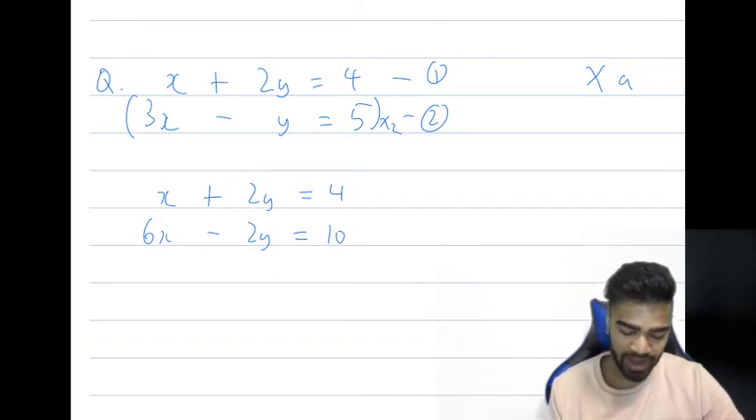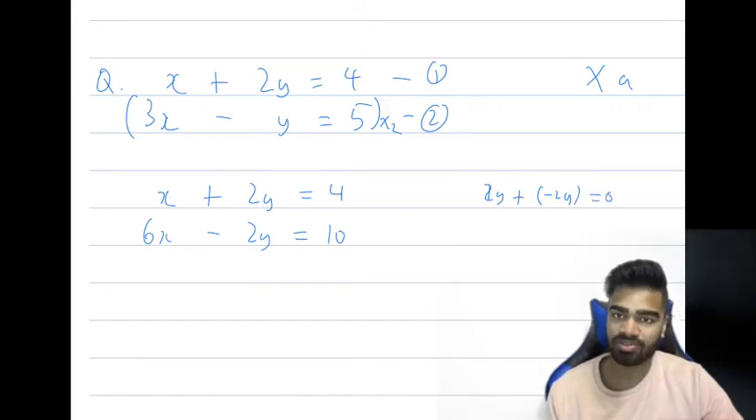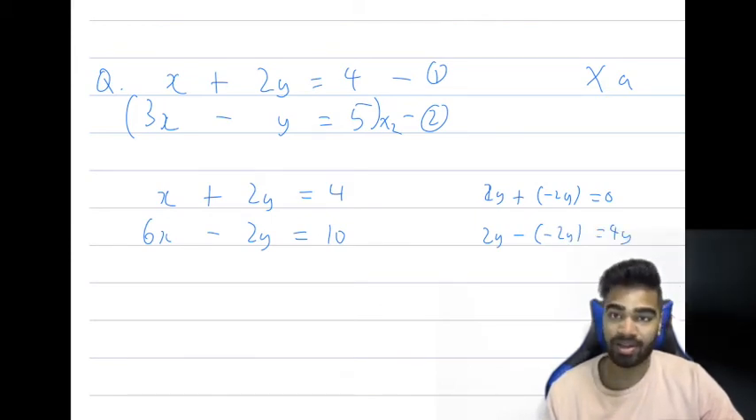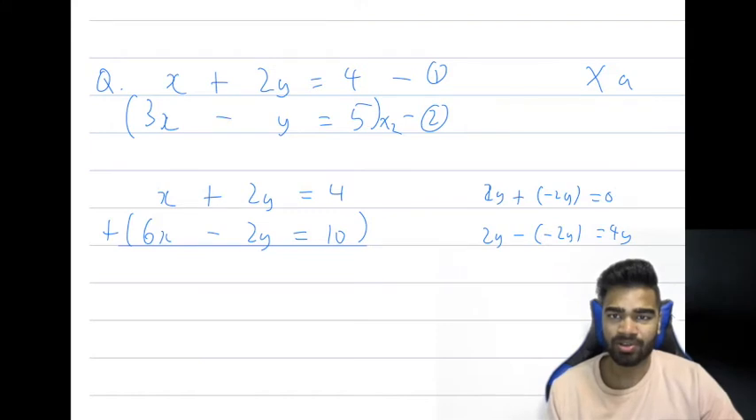So, should I add or subtract the equation? Let's see. 2y plus negative 2y. Well, that's 0. So I need to add. Okay, but let me show you the other way around. 2y minus negative 2y is actually 4y. Right? So we don't want to minus. We want to add. So we add. I'm sure you guys can get it from here. So why don't you have a go? Pause the video if you want and have a go.